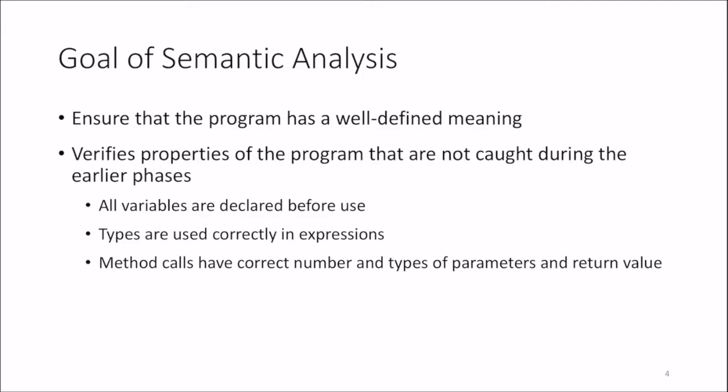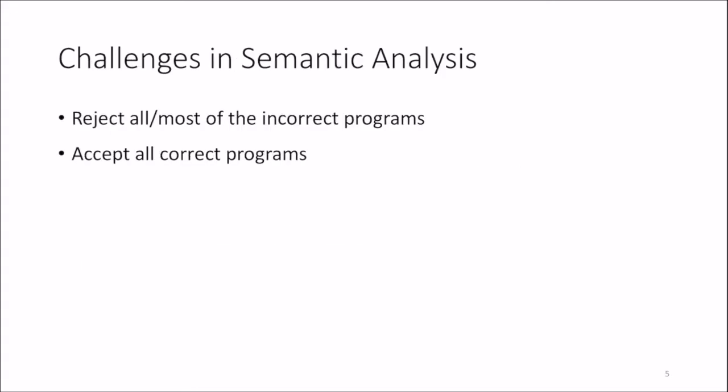All the variables should be declared before they get used. All the types should be used correctly in expressions and method calls, etc. Method calls should have the correct number and types of parameters, and the return value should match up. And if you use a method call inside an expression, then you should make sure that the return value is valid for that expression. Various challenges in semantic analysis.